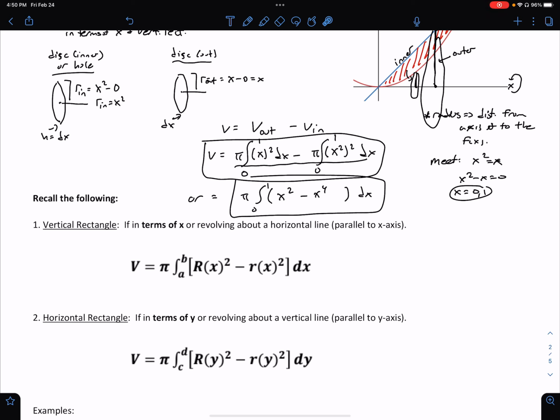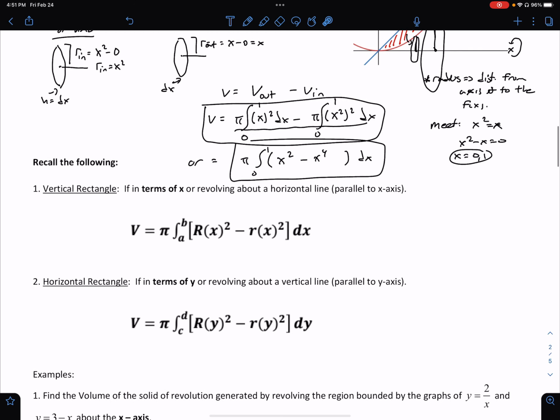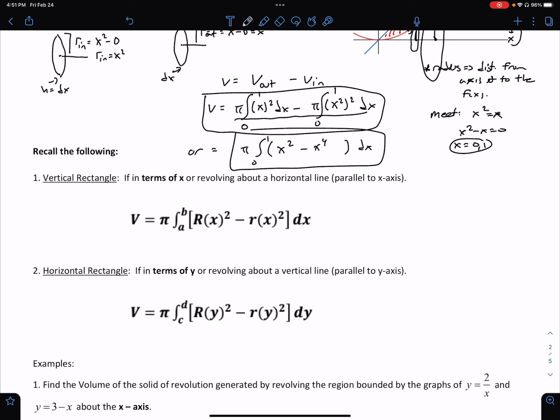What we noticed was we're going to take the volume of the outside disk and we're going to subtract the volume of the inside disk. And we said, well, because they both have a pi and a dx, we can factor that out. And what we're left with is just the outside radius squared minus the inside radius squared. And that's what we have here in these little formulas right here. This is just kind of a shortcut for it.